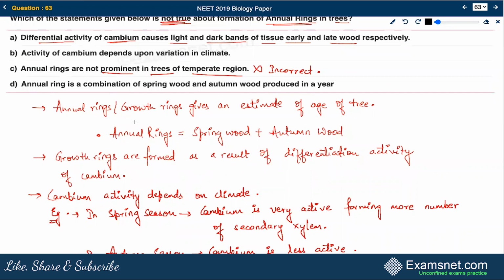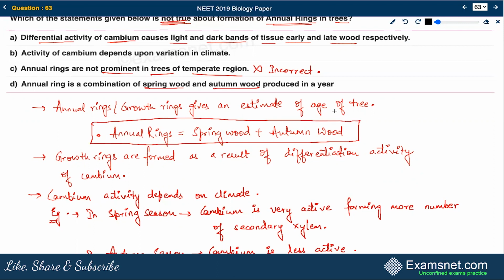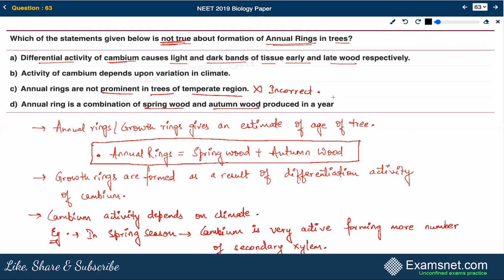Now let us take a look at the next statement, which is option D. Annual ring is a combination of spring wood and autumn wood produced in a year. As you can see, I have already written this statement here. So this is also a correct statement. All right. So we can say that option C is the incorrect statement.